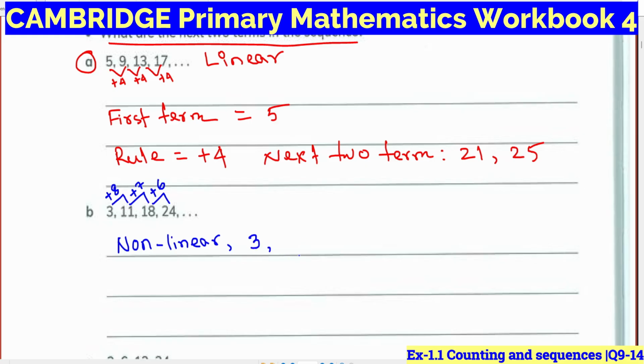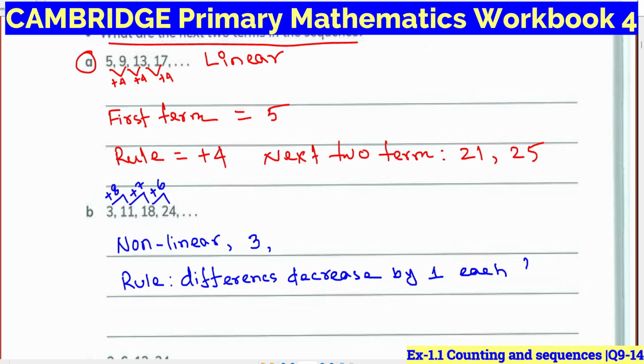Okay, next, first term 3. Next, add rule. What will be the rule? So the difference decreases by 1 each time. Rule: differences decrease by 1 each time. And next two numbers. So the difference decreases each time.